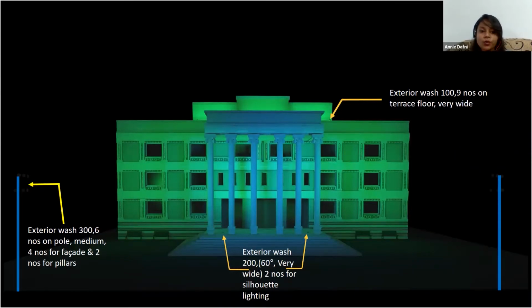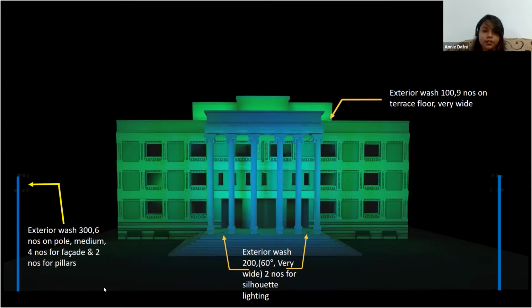So instead of using 6 numbers for each side of the wall, I'm using only 4 numbers here, 4 for the facade and 2 for the pillars. And also I'm avoiding having a separate cluster of fixtures for the pillars alone. And as the offset has increased, I'm even taking the fixtures for the pillars and mounting them on the same pole. So with an overall of just 6 numbers on either side of the building, I'm completing the entire facade lighting of this structure.